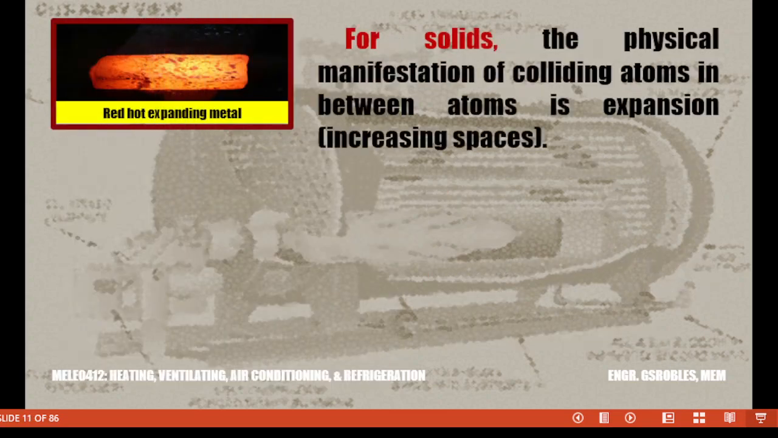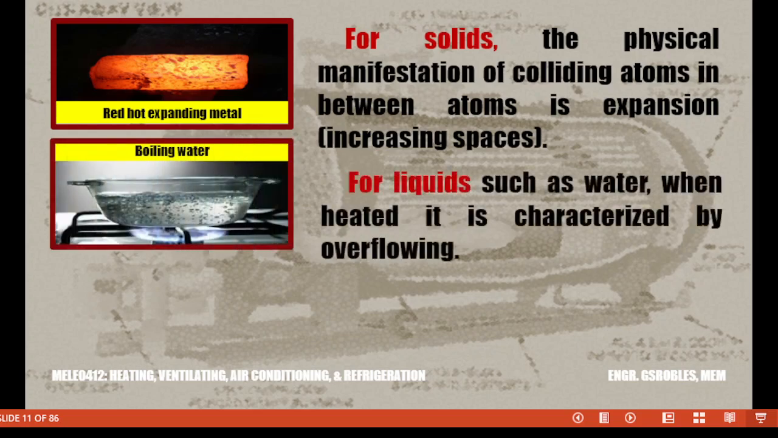So, sa case ng solids natin, yung collision of the internal molecules or that of the atoms is manifested by increases in terms of its size or volume. So, nagtutulakan dito yung ating mga atoms. So, in this case, yung original boundary niya, ma-exceed na niya, no? So, for liquids naman, yung expansion niya ng kanyang mga internal atoms is characterized by the liquid overflowing.